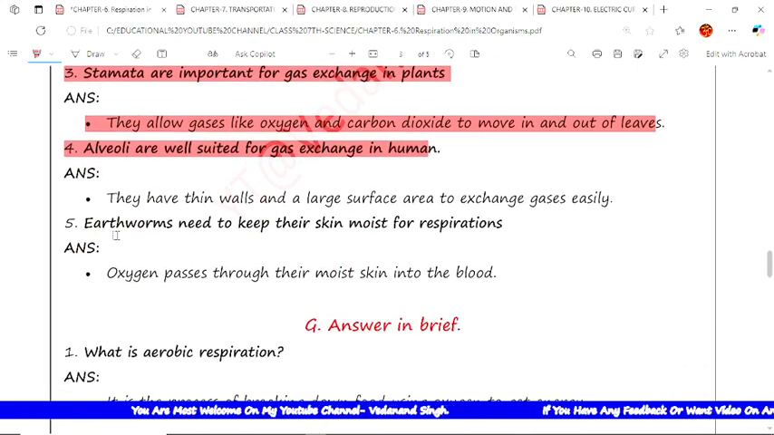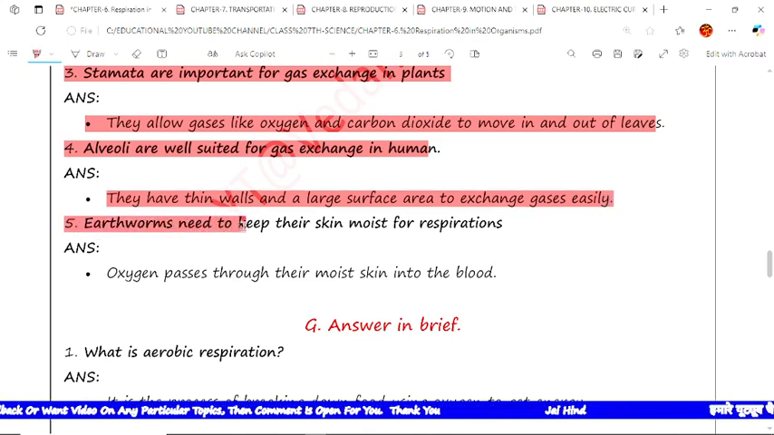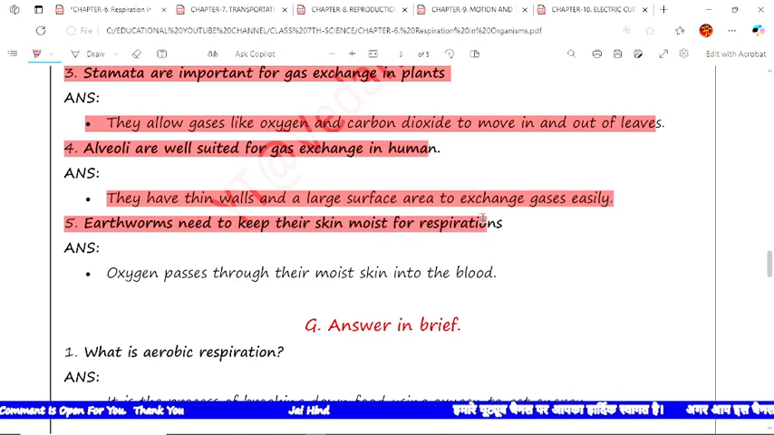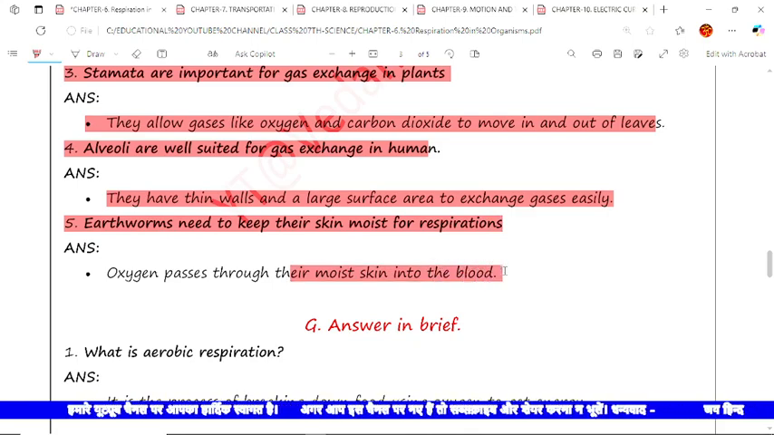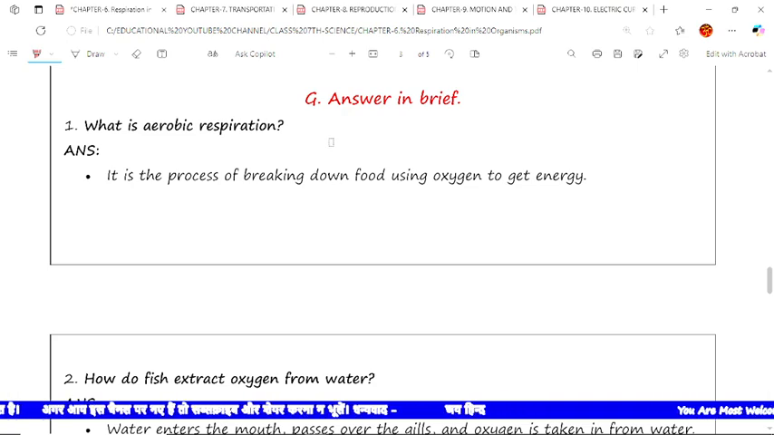The answer is they have thin walls and a large surface area to exchange gases easily. The next statement is earthworms need to keep their skin moist for respiration. The answer is oxygen passes through their moist skin into the blood. Now for the next part, we have to give the answer in brief, which means we have written the brief answers.